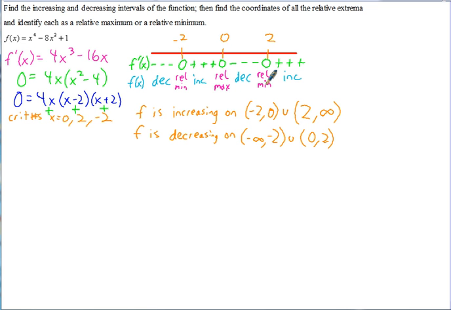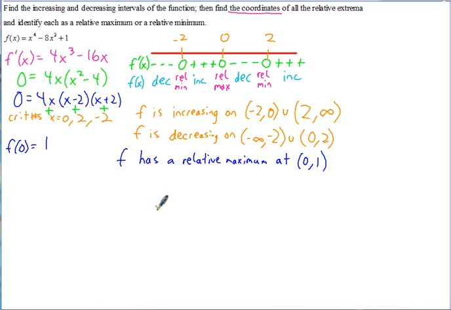But notice it said find the coordinates. That means we also need the y coordinates. So to find the y coordinates, you would just plug them back into the original equation. So if you plug in, let's start with 0. You plug in 0, that wipes out everything but the 1. Okay. So we can say f refers to it as a relative maximum. And when you're talking about a point, you don't use on, you use at. At x is 0, y is 1, so at the point (0, 1).